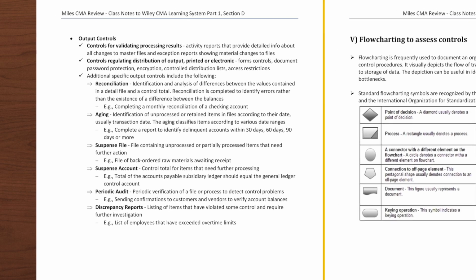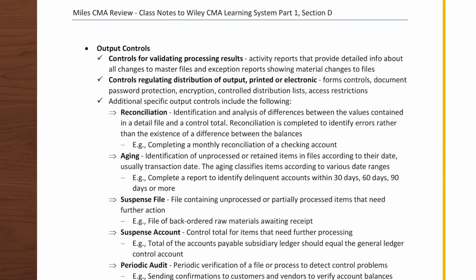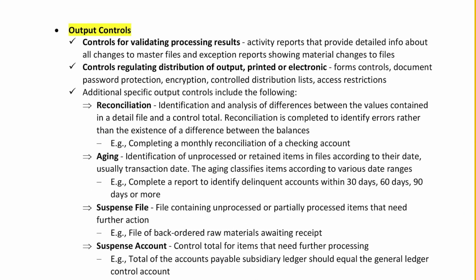Turn to page 34. We'll be looking at highlight output controls. Underline controls for validating processing results. And you would also want to have underline controls regulating distribution of output, whether it's in printed or electronic form.